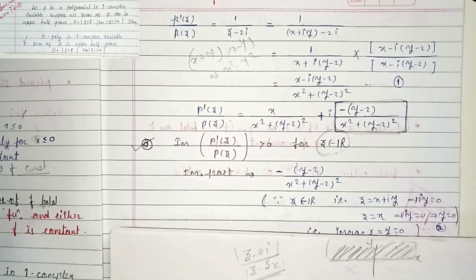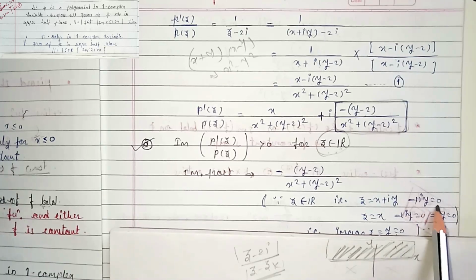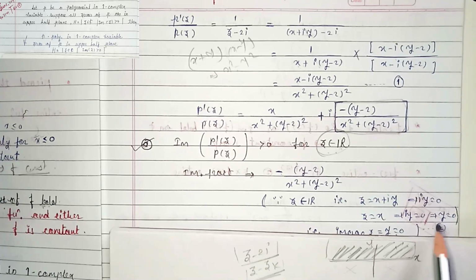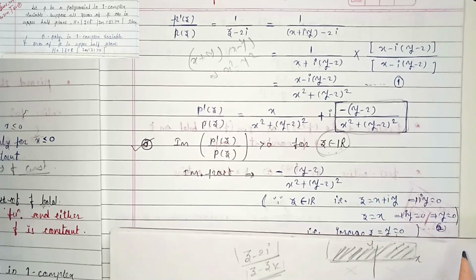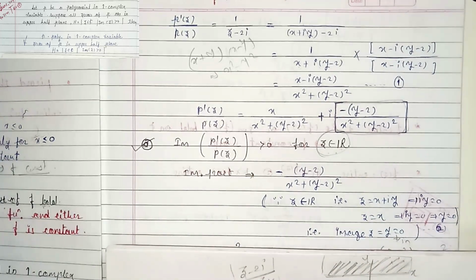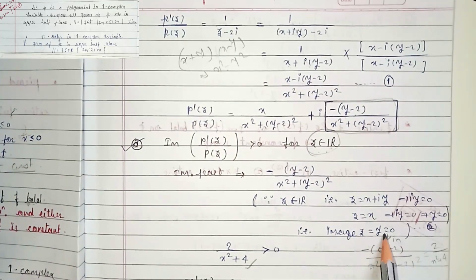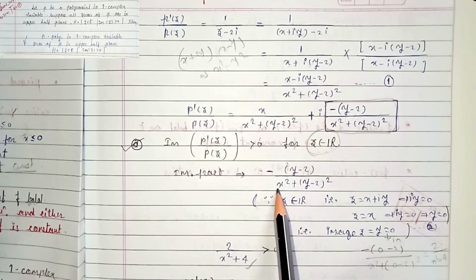That means the iy term, the imaginary part, is not there. So iy is 0, and z has only x. That means y is equal to 0. So I got z as x and y as 0. Then the imaginary part, which is y, bigger than 0. Now put y equal to 0 in our imaginary part.